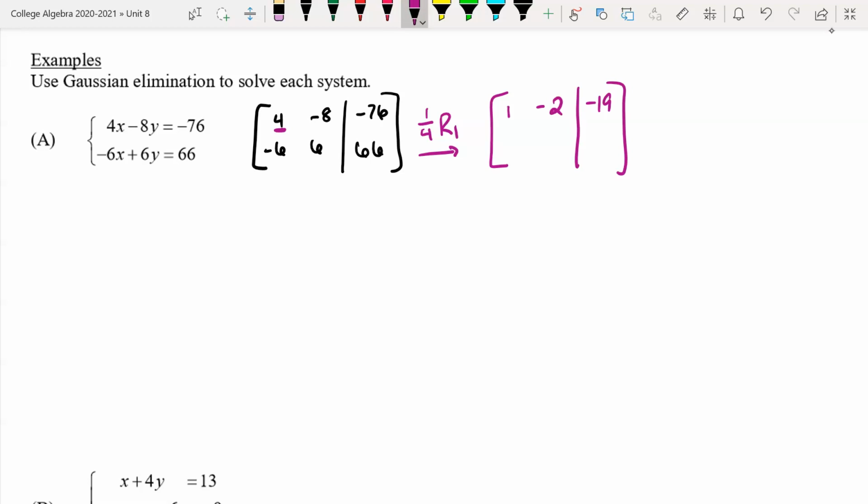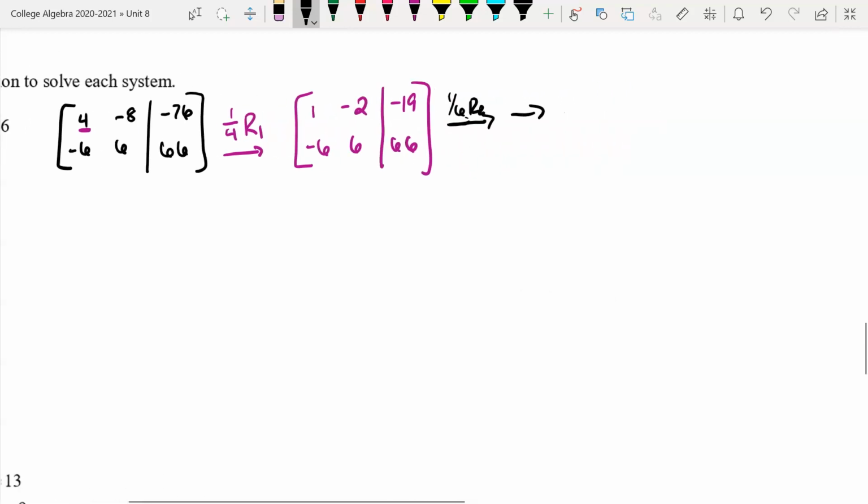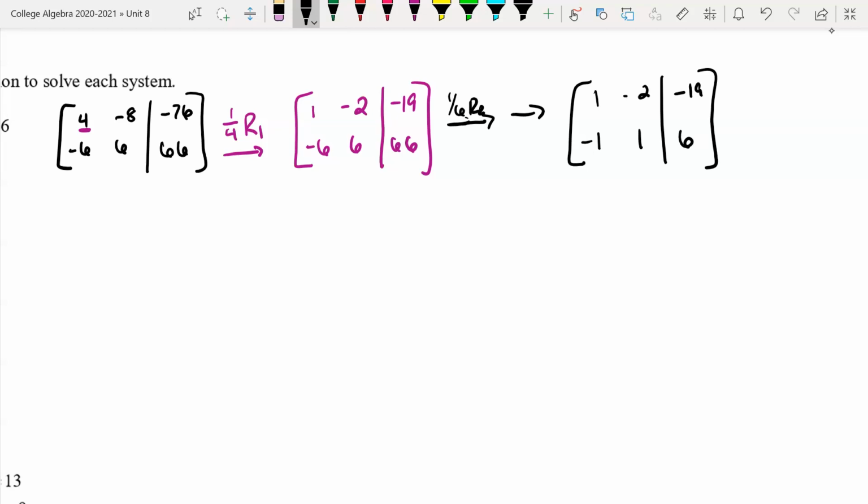Notice row 2 did not change. But now I look at row 2 and I'm thinking, oh, I can divide all those by 6. So I'm going to take 1/6 of row 2. Just makes it a little bit easier. So I'm going to get 1, negative 2, negative 19, because row 1's not going to change. The bottom's going to become negative 1, 1, and 6. Sorry, not 6, 11.